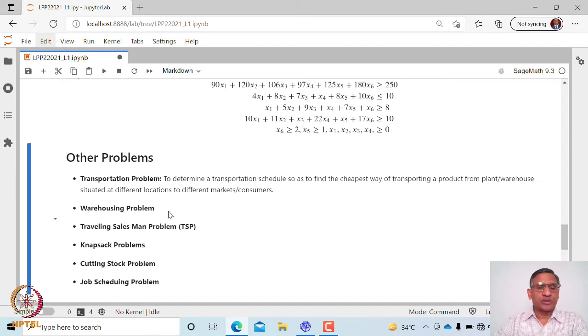Similarly, the warehousing problem. Again, as I said, nowadays we are living in an era of digital markets. For example, Amazon is one of the digital markets, right? So when you buy a product from Amazon, you will see that it is delivered from some place. That is where they have these warehouses. So how does Amazon create these warehouses so that they can supply these products efficiently?